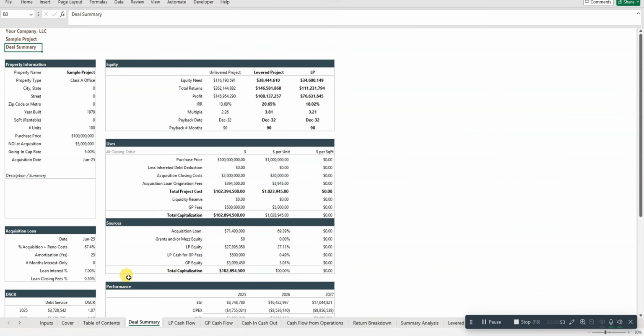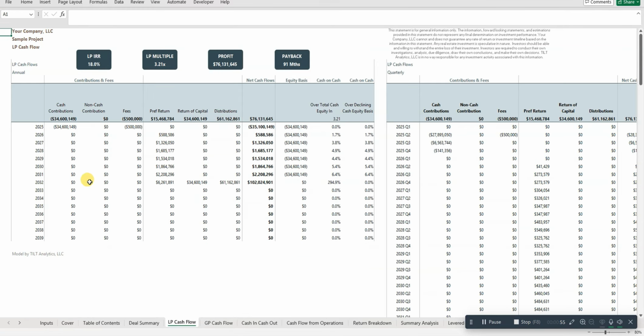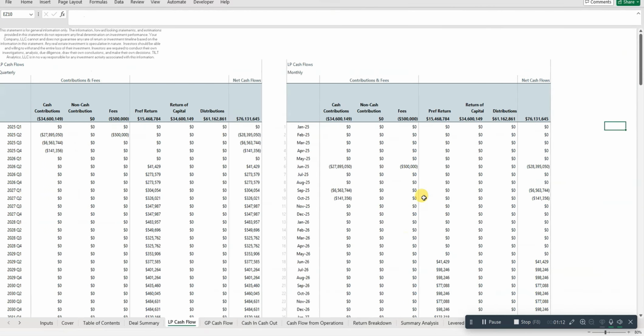Let's take a quick look at some of them. The LP cash flow sheet shows very clearly what the LPs put in for cash and when, what their fees are, preferred return, return of capital distributions, IRR, multiple, profit, payback period, and so on. I can see all of the same information that I see annually here. I can scroll over and see it quarterly and monthly.